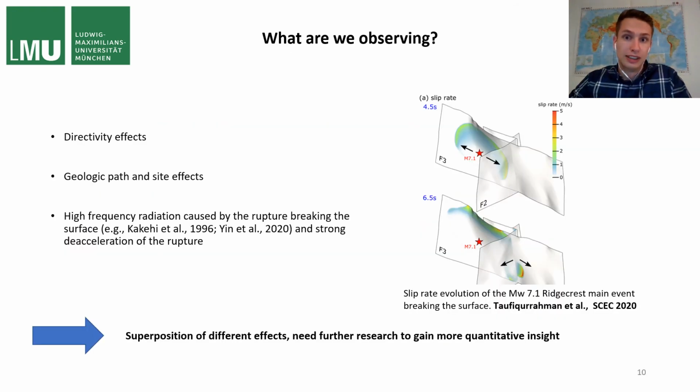After seeing the results, there's now the question, what are we exactly observing? We saw that the corner frequency is influenced by directivity, geologic path, and side effects. Apart from that, we think that the mechanism that is responsible for the rays pointing to the areas of high accumulated slip and surface rupture is based on high-frequency radiation caused by the rupture breaking the surface, which is also associated with strong decelerations of the rupture.